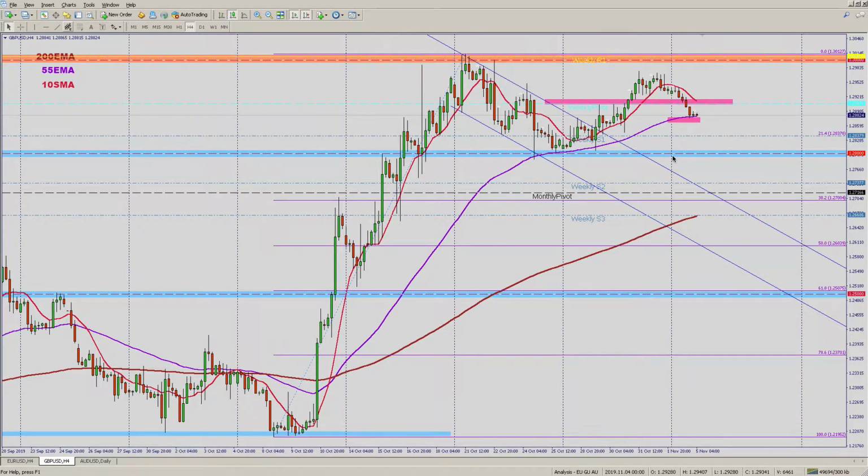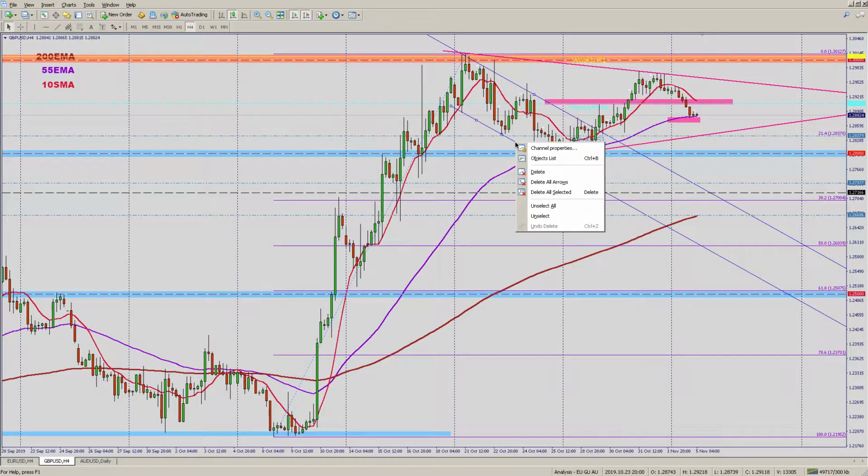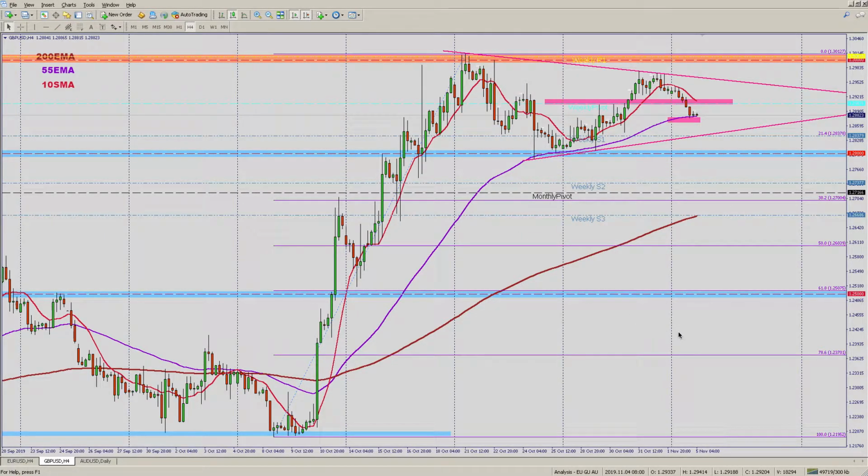So we'll see whether this area will hold as well, and that could be in a confluence with this 21 fib retracement area, so there should be support from there. Now it could be consolidating within this symmetrical triangle here, and I think we could already remove this channel.